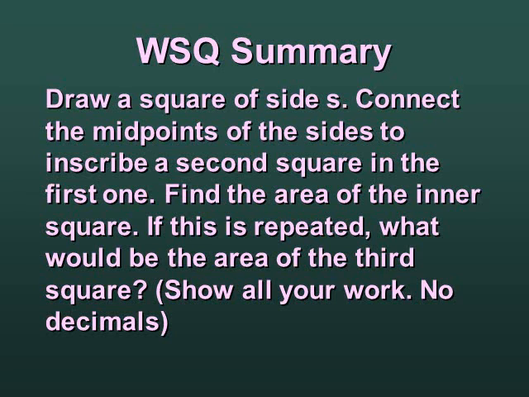Okay, so now it's time for your whisk summary. What I want you to do is draw a square of side s. That means you pick how big the square is. You want it to be a decent size because you're going to connect the midpoints of those sides to inscribe a second square in the first one. So if you make it like an inch, you're going to have a super tiny square inside. So I'd make it a little larger than that. Find the area of the inner square, and then I want you to make a prediction: if you did that again to the little square, what would the area of that third square be? I need you to show all your work, show your picture, and no decimals.